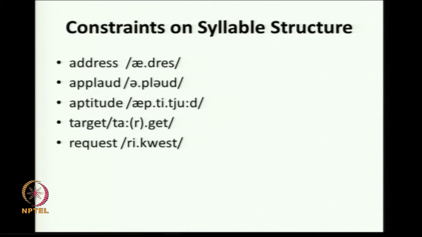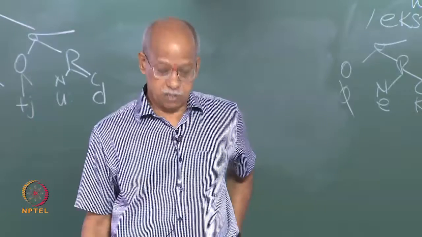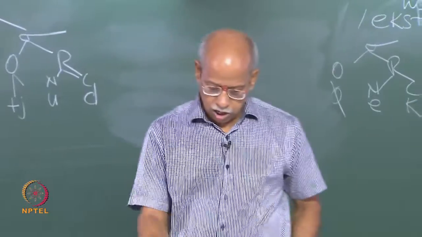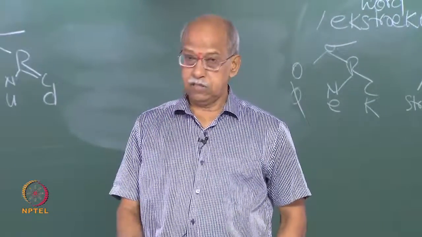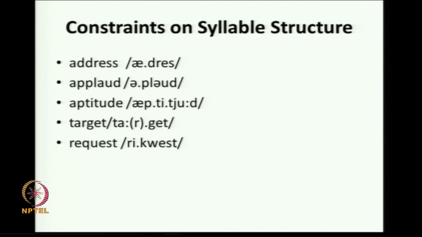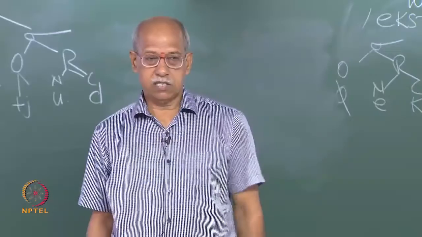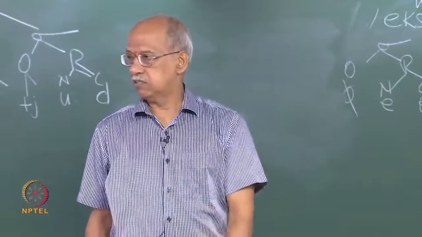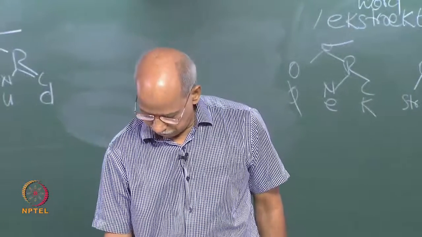We have been talking about syllable structure and organization, reorganization. You can work out these examples, which goes to where, where do you split them for a syllable. When you have a word like address, do you say add and res? Following this principle, what do you have? A and dress. Similarly, what do you do for applaud? And then applaud. Aptitude, target, okay? Request, the same way. We don't say Rick and then West, okay? You don't get as good results there. Right.